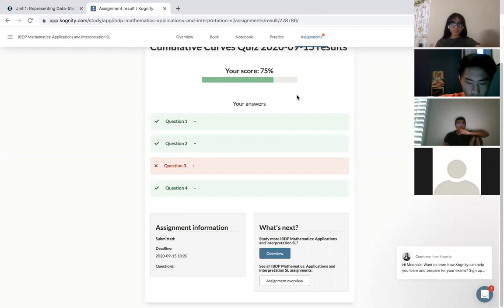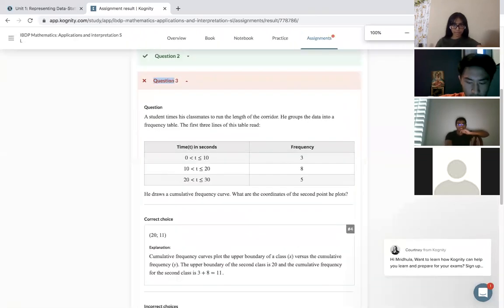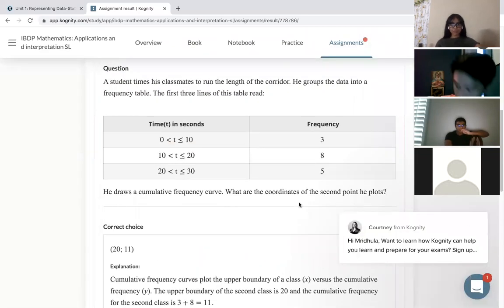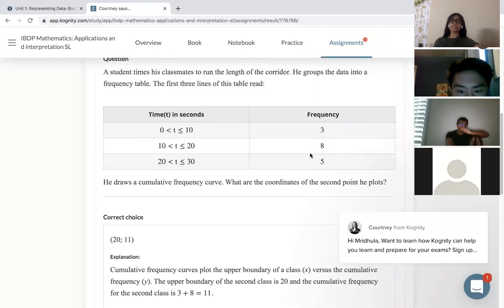Okay, so question 3. I hope y'all can see that. It asks what the coordinates of the second point he plots are. So you know how the cumulative frequency is on the y-axis?